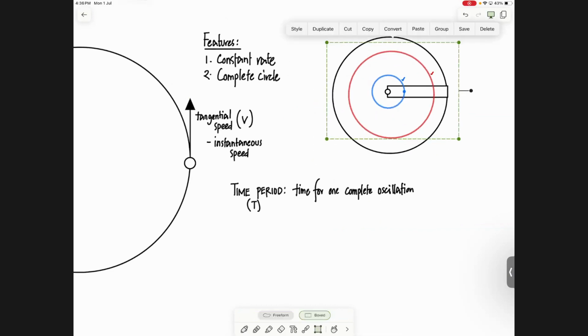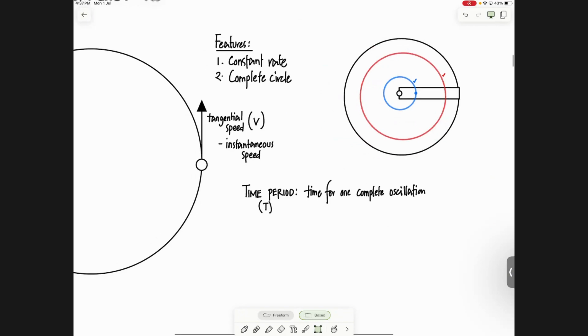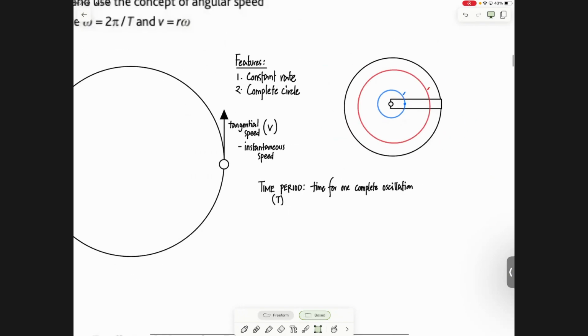So time period makes sense because the time period for the blue dot and the time period for the red dot is the same. So there's nothing vague about it. It's a uniform explanation, okay? So the first quantity that we have here is time period. Okay, let's look into the next one.